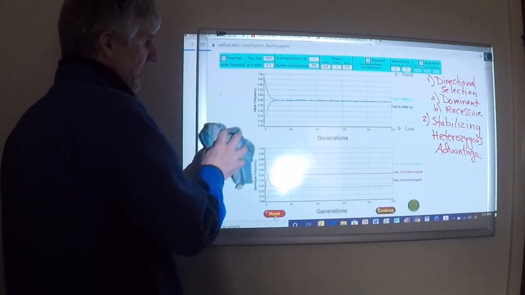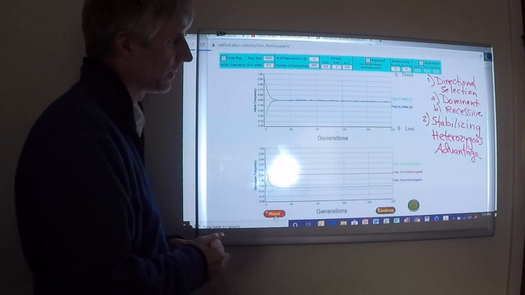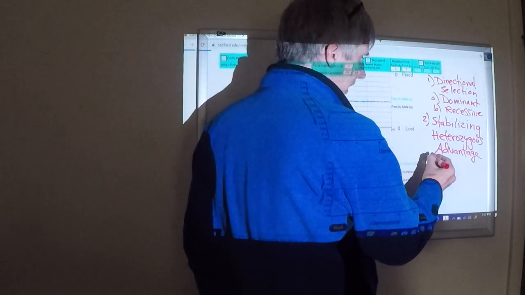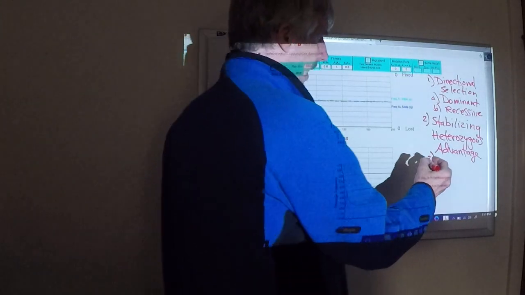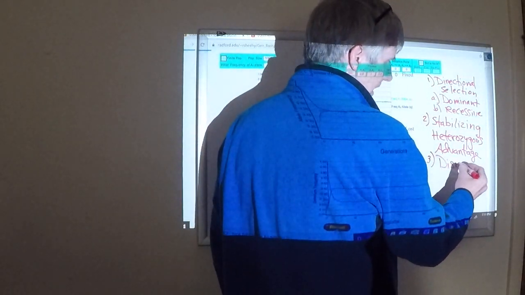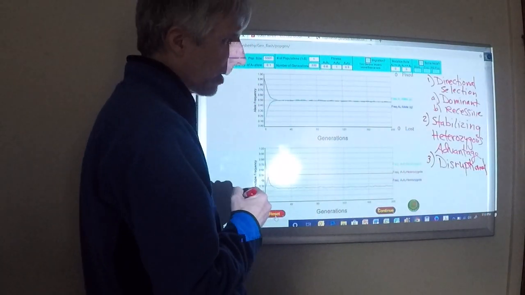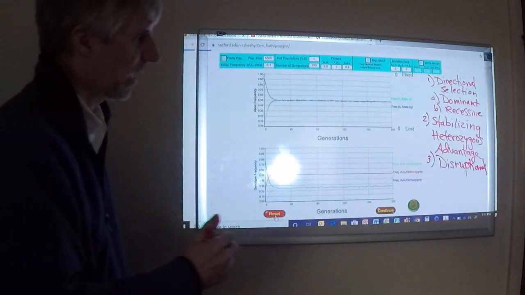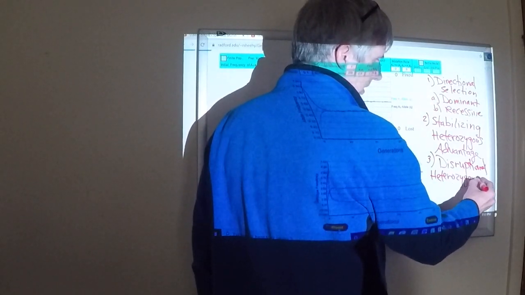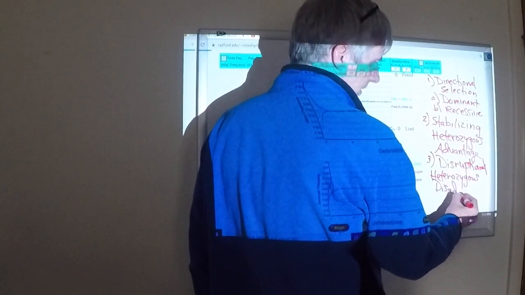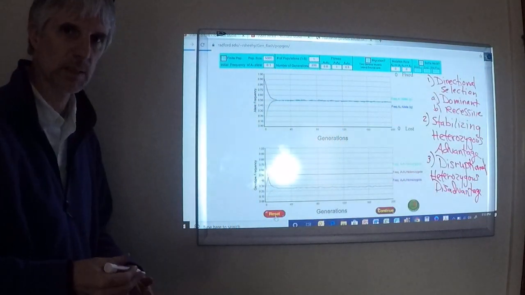All right, as I say, there are lots of examples of that. I'll probably include one of those on your take-home exam. Okay? That leaves us with one other option here, and that's a type of selection that occurs when you select for the extremes. That would be disruptional selection, and this would be heterozygous disadvantage.